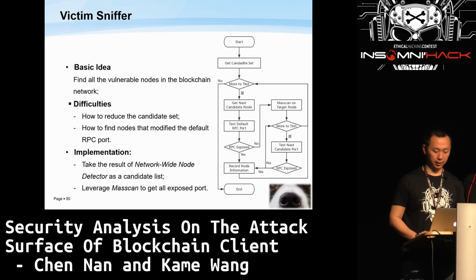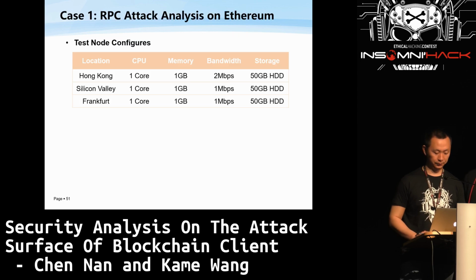Victim sniffer is the third component. It is used to find all the vulnerable nodes in the blockchain network. It will take the result of the node detector component as a candidate list for testing, which can help to reduce the list size. First of all, it will check if the default RPC port of these candidate nodes is exposed. Furthermore, to find vulnerable nodes that have changed the default RPC port, our sniffer will leverage a very powerful tool named Masscan to get all the exposed ports of a candidate node to do further tests.